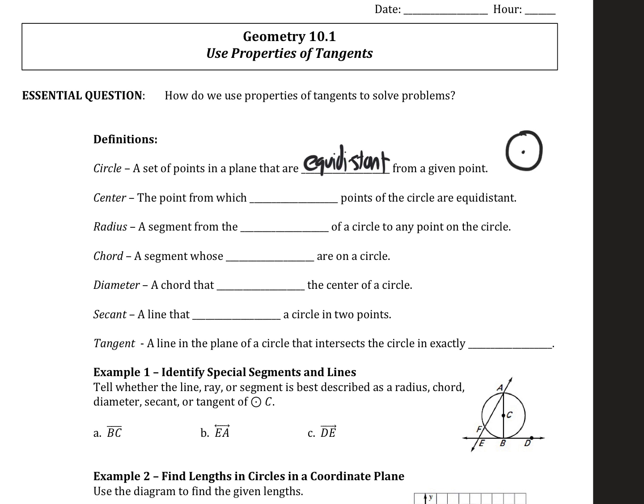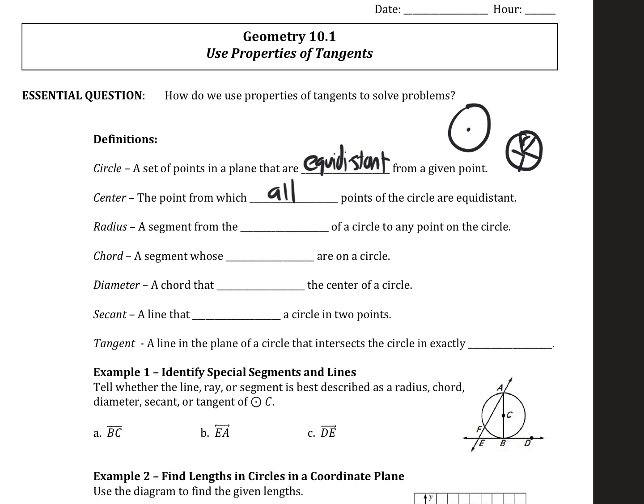Basically, the actual round part of the circle, those are all the points that are equidistant from the center. These are all the same distance, which is the radius, basically. That's what the formal definition is, but you know what a circle looks like if you draw one. As we talked about, the center is the point from which all points of the circle are equidistant.